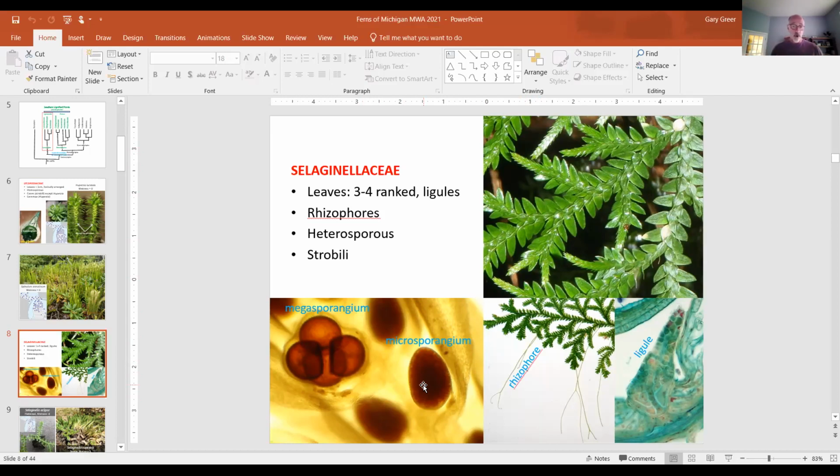On the same strobilus, the same cone, will be a sporangium attached to a different leaf that has large spores, usually only a few, typically 4, sometimes 8. This megasporangium produces megaspores, and the megaspores develop into female gametophytes. Obviously, a plant like this, it's going to take a spore of each type landing pretty close to one another in order to successfully fertilize and produce another plant.